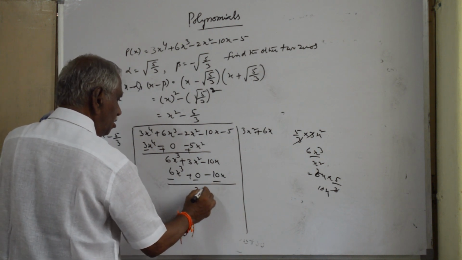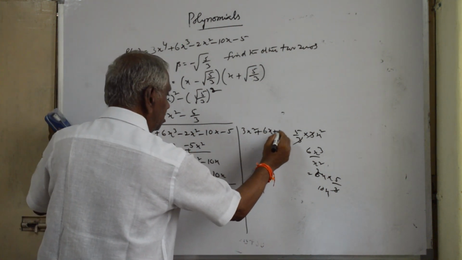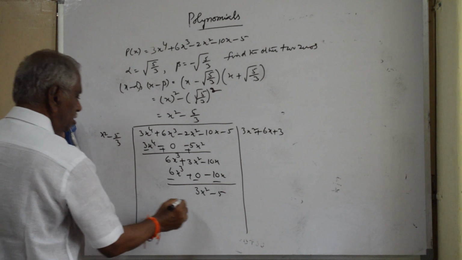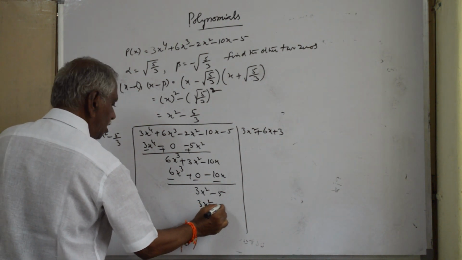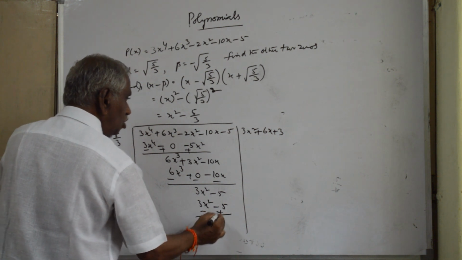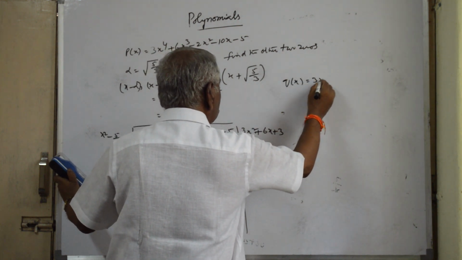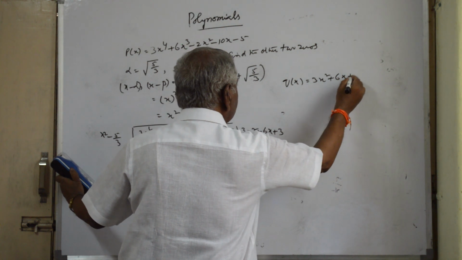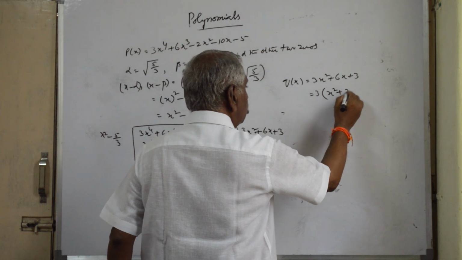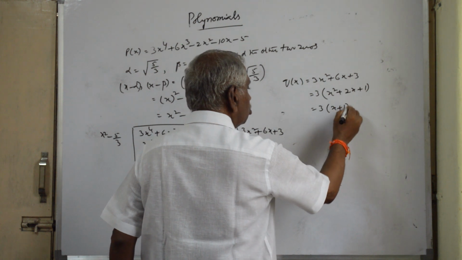This is 3x square and this is 5. Similarly, we take plus 3 here. When you multiply this, you will get 3x square minus 5. You will get 0 here. So what is the quotient here? Q(x) is equal to 3x square plus 6x plus 3. What is common here? 3 is common here. x square plus 2x plus 1. It is nothing but x plus 1 whole square.